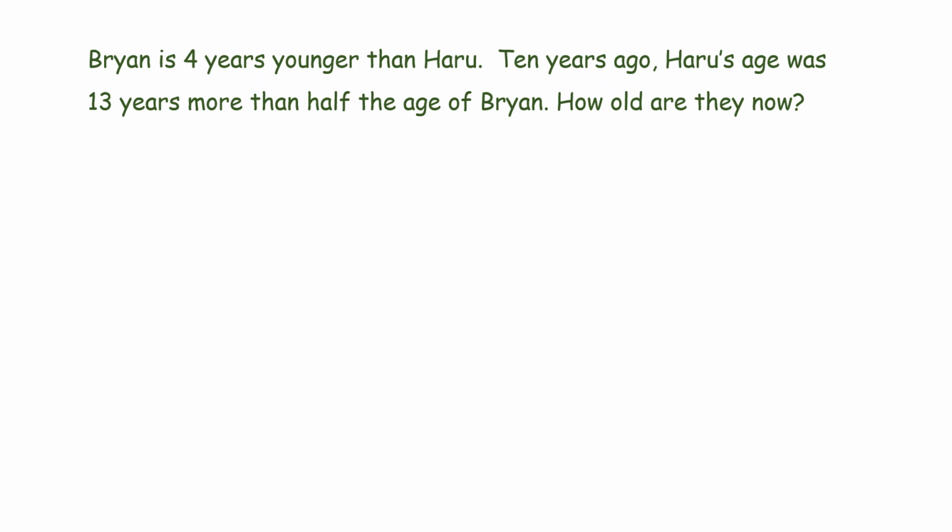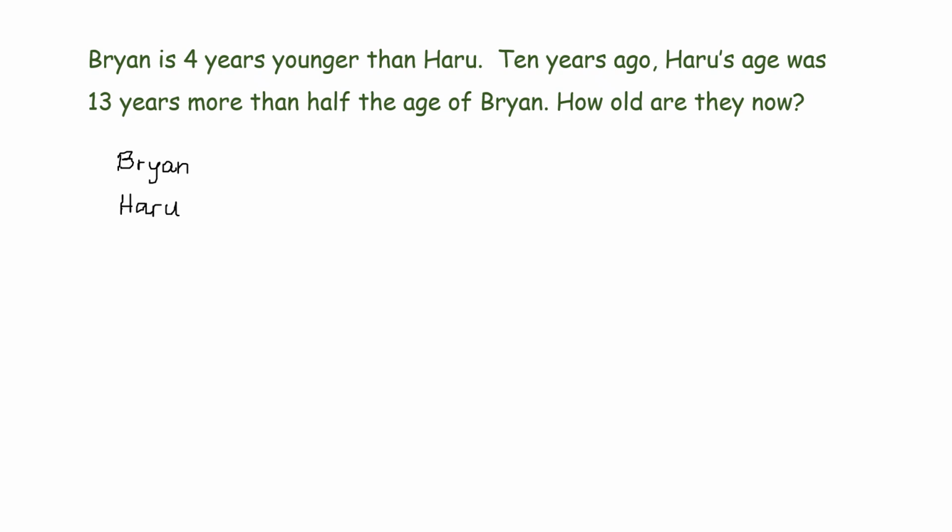Here's another one. Brian is 4 years younger than Haru. 10 years ago, Haru's age was 13 years more than half the age of Brian. How old are they now? So again, let's make a table. So we have two people involved here, Brian and Haru.